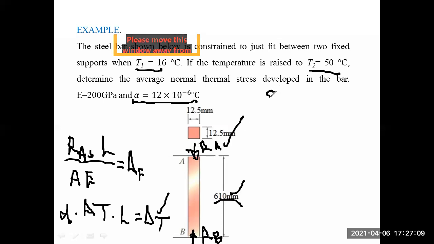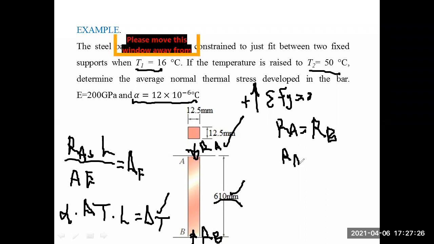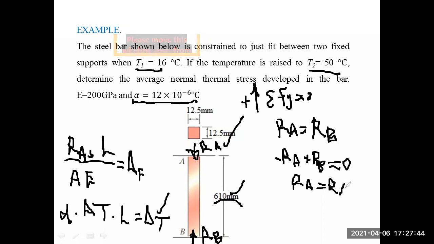So based on the equilibrium equation, if we say summation of Fy is equal to 0, we could say that RA is equal to RB. Or we say summation of forces upward is positive. We could say RA is negative because it's downward, plus RB is equal to 0. You will end up again with RA equal to RB. At the end, the same thing, you're going to end up with RA equal to RB. Now we understand that we have two forces and they are equal to each other based on the equilibrium equation.